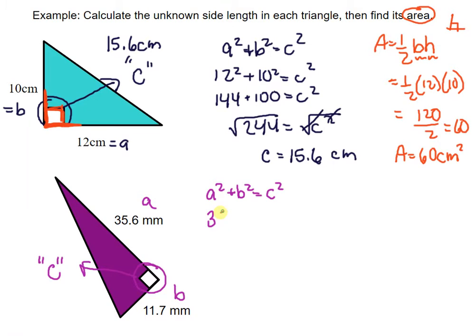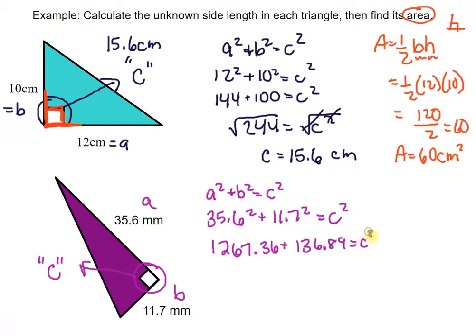Okay, so we have 35.6 squared plus 11.7 squared equals C squared. Okay, we don't know what C squared equals. So get your calculator. 35.6 squared, 1267.36. Okay, 11.7 squared, 136.89. Okay, so 1267.36, add those together, I get 1404.25.